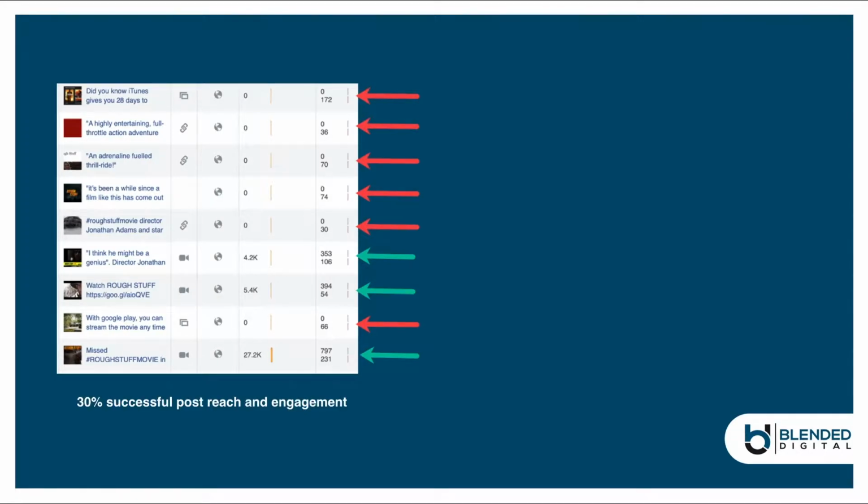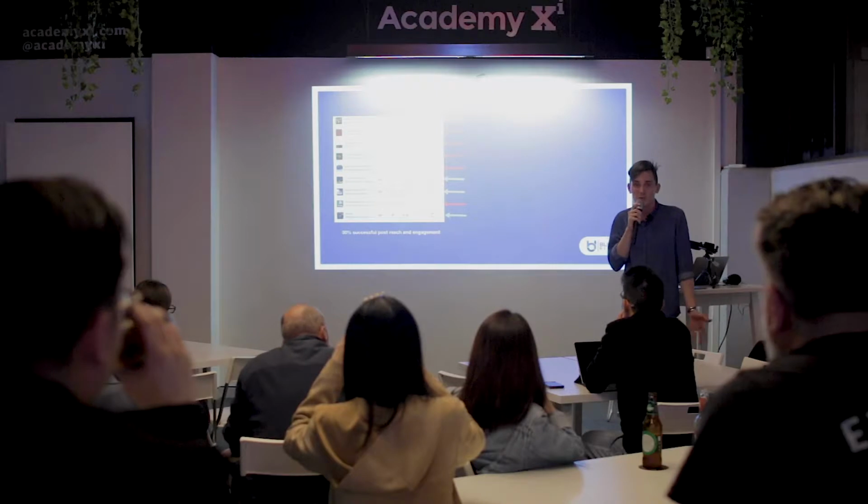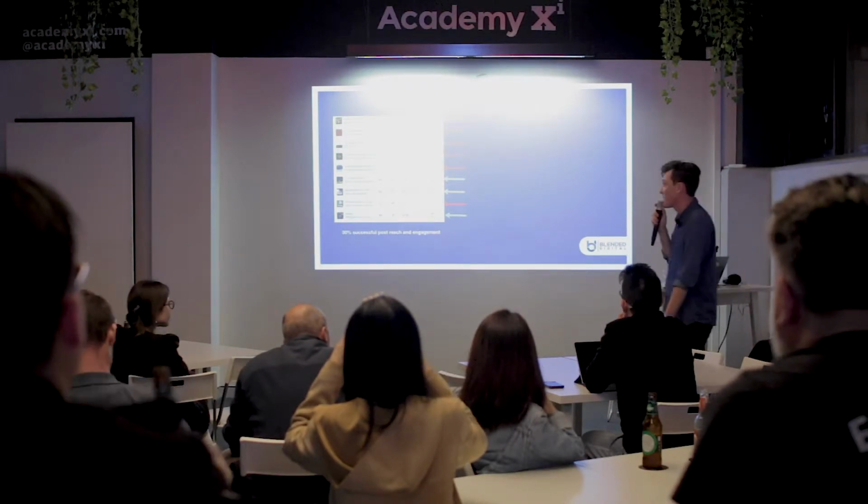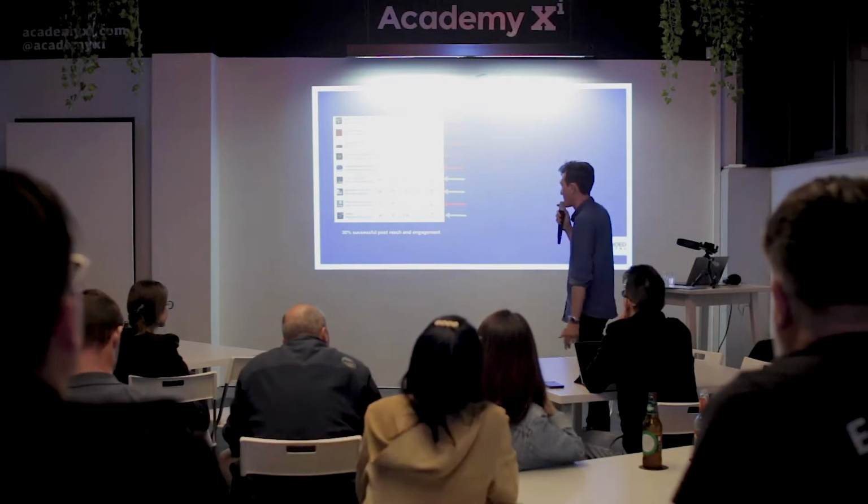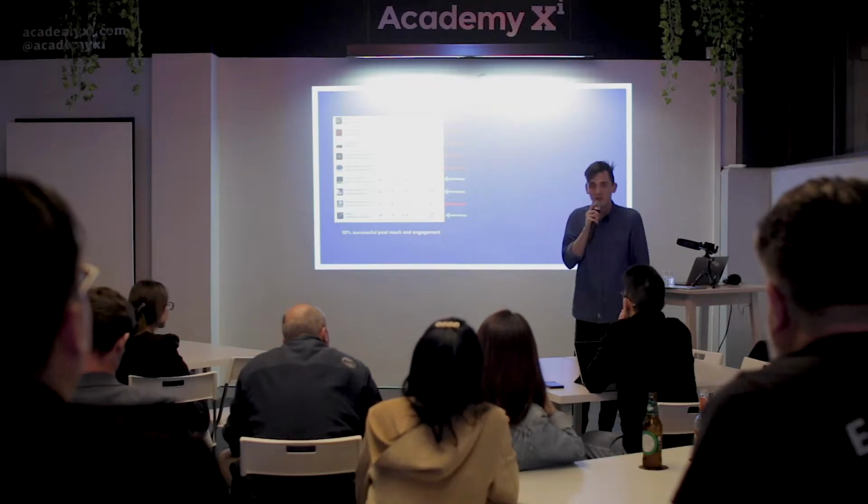If you have a look there, 30% of the posts that we were putting out were not really doing as well as we thought they would. Like, 30% successful post reach and engagement was pretty bad. So only 3 out of 10 posts we put up were doing even the least bit well. And even that wasn't that good. And a lot of the time we had to sponsor the posts too.